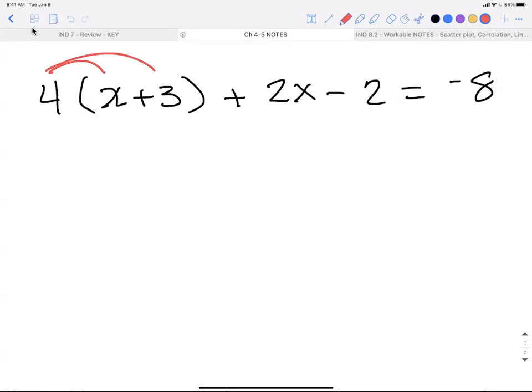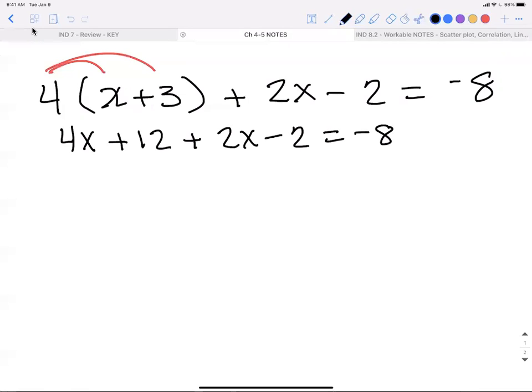All right, so when we distribute, 4 times x is 4x. 4 times 3 is +12. And I didn't do anything with the whole rest of the equation, so I'm just going to write it just like it is. That's step 1, that's distribution. Step 2 is combine like terms on either side if you can.